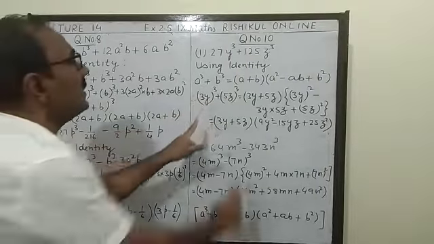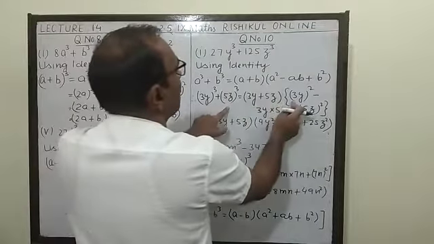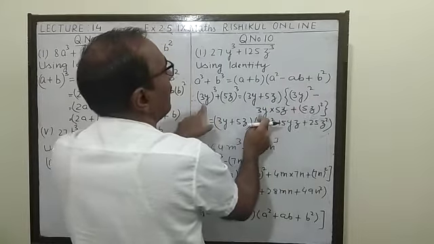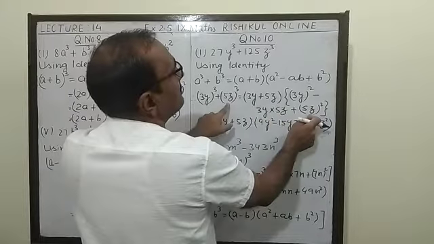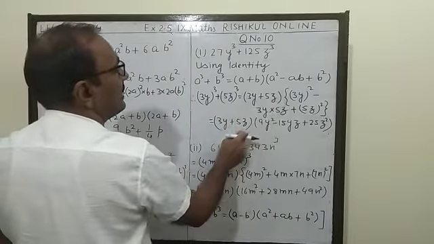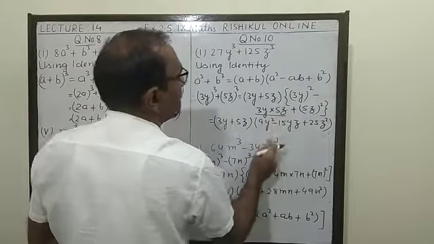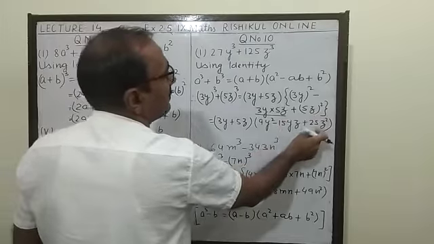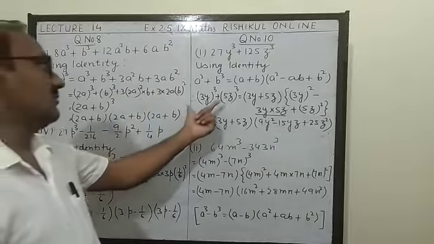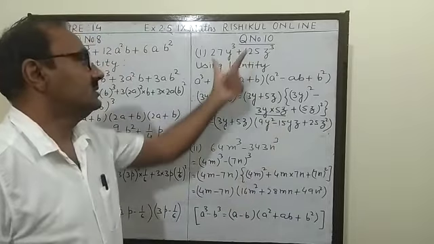And here a plus b, a means 3y, b means 5z, bracket start, then a square, (3y) whole square, minus a means 3y, b means 5z, plus b square means (5z) whole square. (3y plus 5z), 3 square 9y square, multiply together 15yz, plus 5 square 25z square. Clear? So this is the factor of this. If you multiply together, you can get this one.